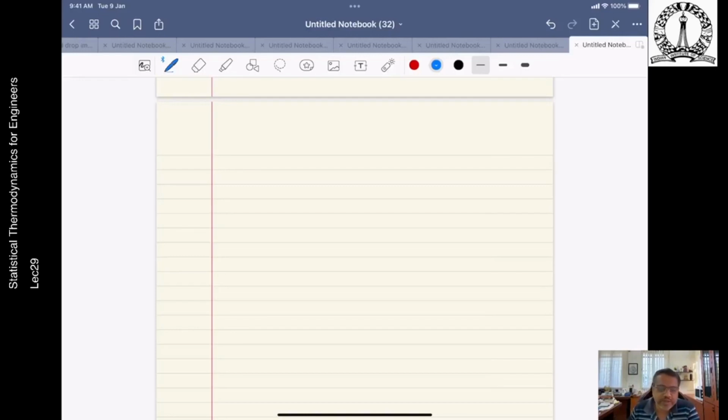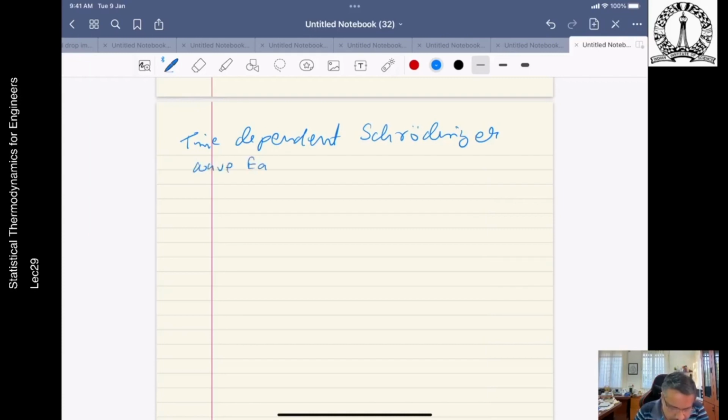Okay, so welcome to lecture number 29 of Statistical Thermodynamics for Engineers. We are going to now do the perturbation analysis of the Schrodinger wave equation. So let us begin with the time-dependent Schrodinger wave equation, which is basically H, the Hamiltonian, psi equal to i h bar d psi by dt.